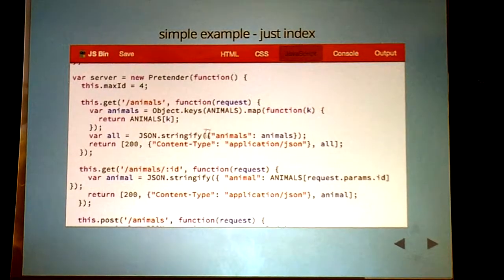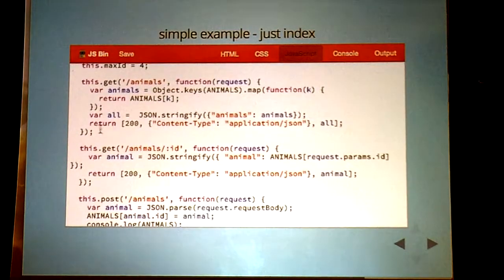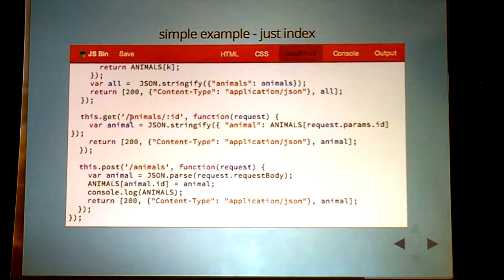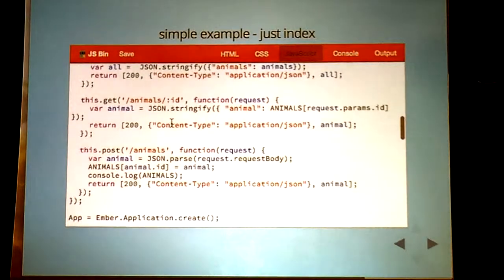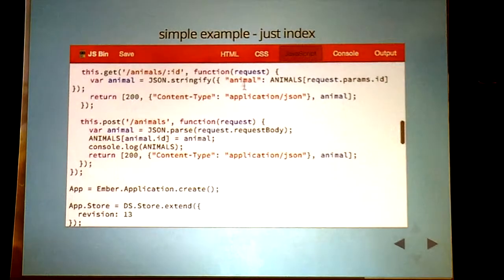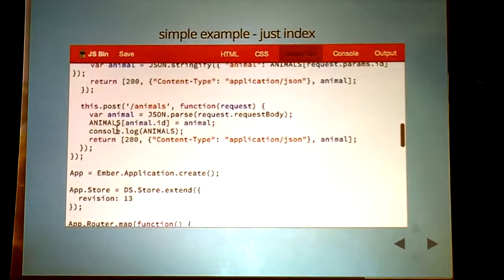And then Ember Data expects the root for index to be animals and then animal for a single one. So I'm stringifying the results, giving a 200 response and passing it back. And then here's my get for a specific one. Similar, I'm just looking it up by ID. This makes it really easy. That's why I have the data formatted that way, for me to just look it up and pass it back with the root. And then I have post for create in this example.